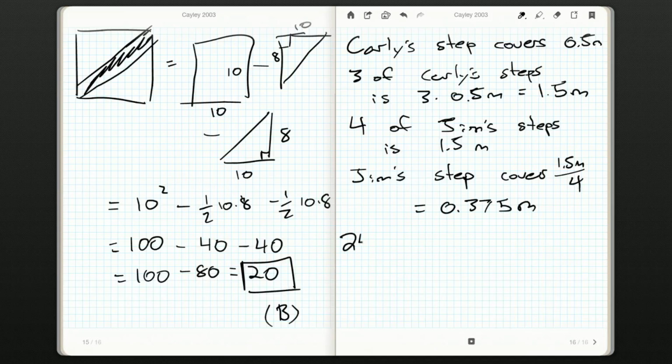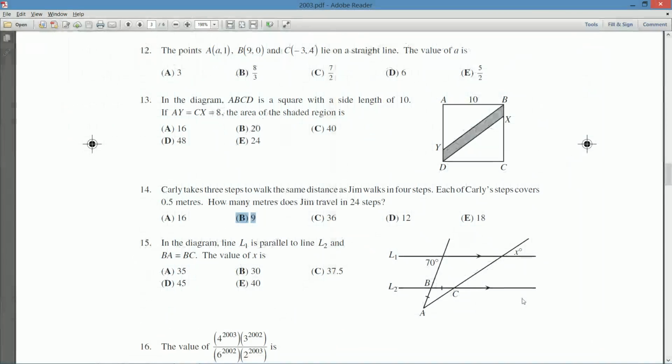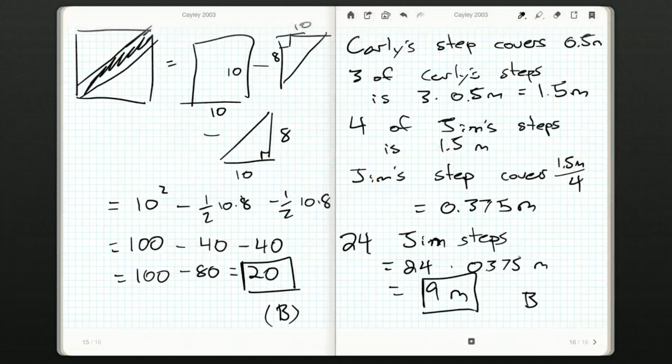We're looking for 24 Jim steps. So that's 24 times a single Jim step. So 24 times the number we were given is in fact 9. So 9 meters. And I think that was B. Let's just double check. Yeah, it was B that I had circled before. Okay. So we bubble in B on the Scantron sheet that they give us.